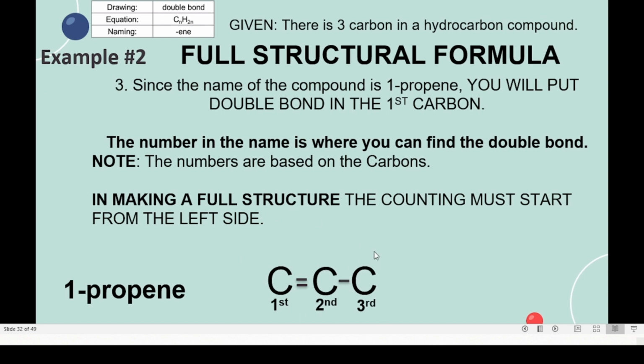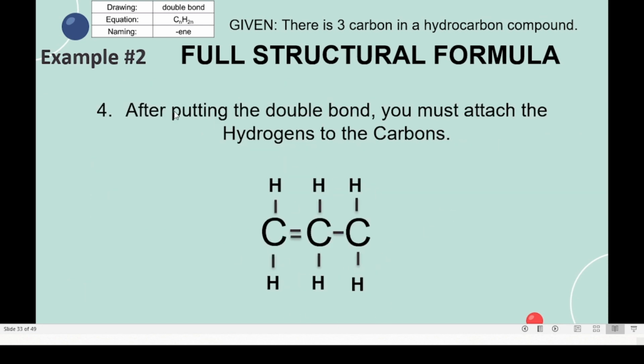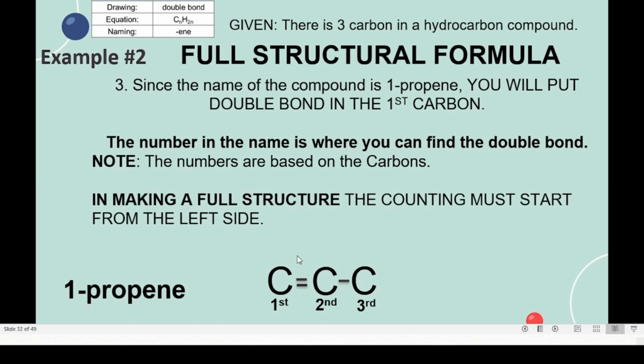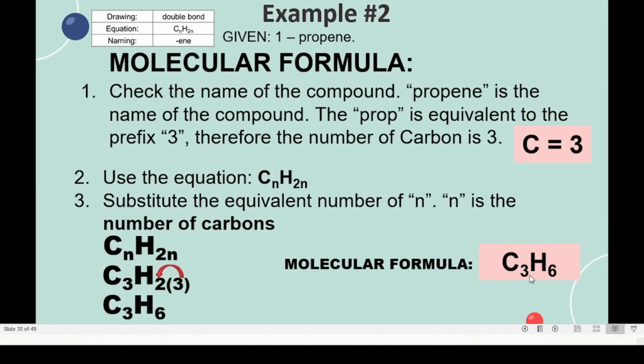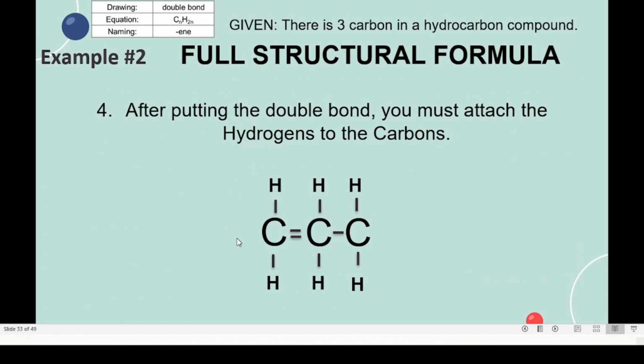So, after getting the double bonds and single bonds, you must put the hydrogens in. One hydrogen on top and one hydrogen below for every carbon. If we check, there are three C and six H, and it will be equivalent to C3H6. So this is the full structural formula of 1-propene.